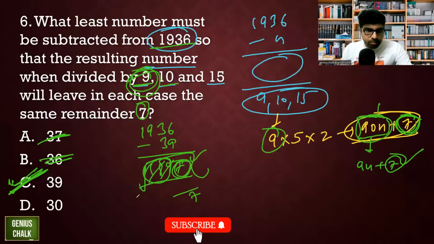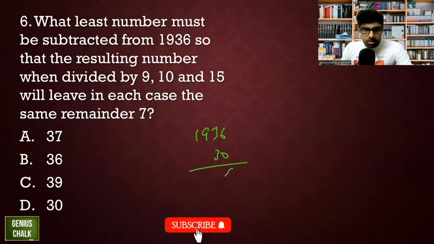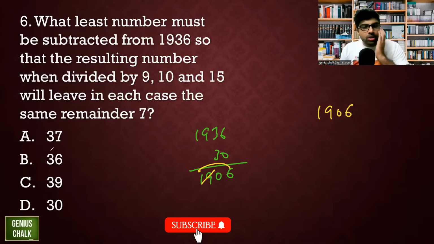And if you want to check, 1936 minus 30, so this becomes 1906. Again, you need to check 9, but digital sum is again 7. Digital sum is again 7. So let's check 1906. But it is saying what least number. So it could be possible that 30 could also be there. So let's check because 30 is less than 39.